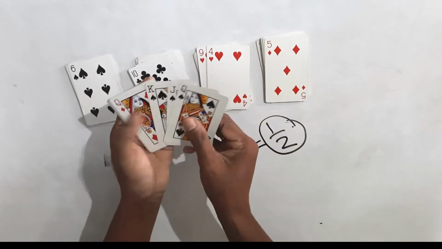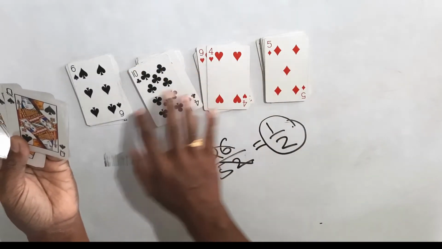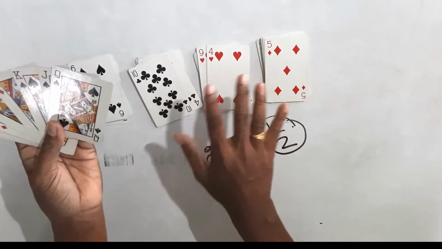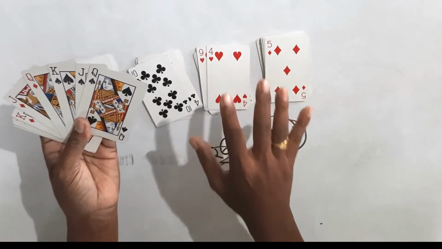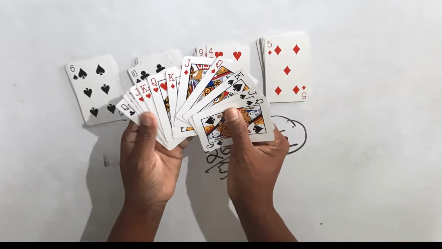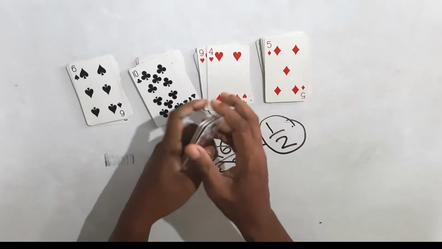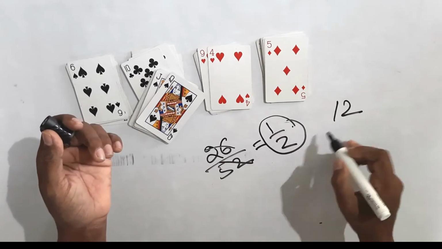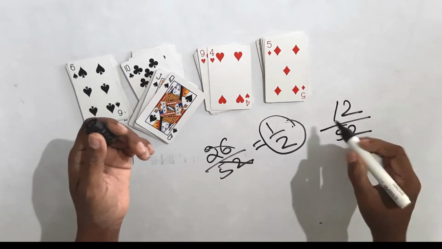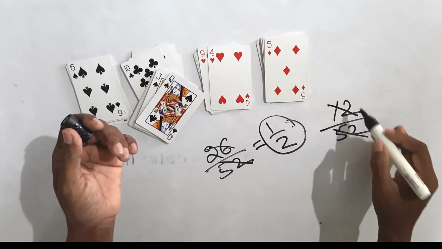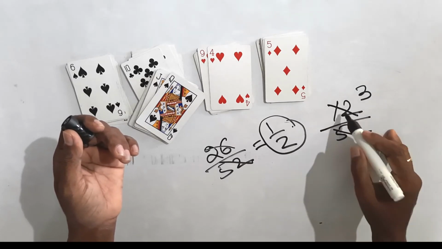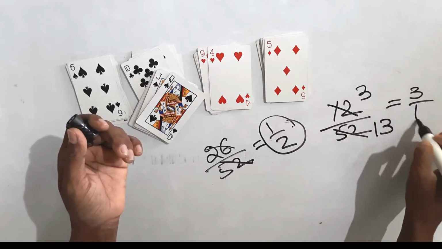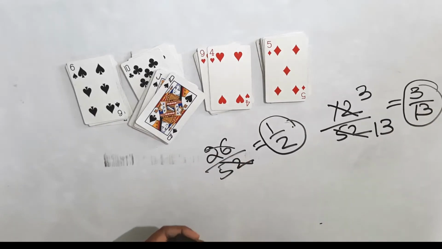But while picking up the cards, he may also select any other cards which are not face cards, any type of card. So the total possible cases will be 52, but favorable cases will be 12. So what is the probability of getting a face card now? The favorable number of outcomes is 12, the total is 52, so 12 by 52. Now cancel it by 4. So 3 by 13 is your answer. This is the probability of getting a face card.